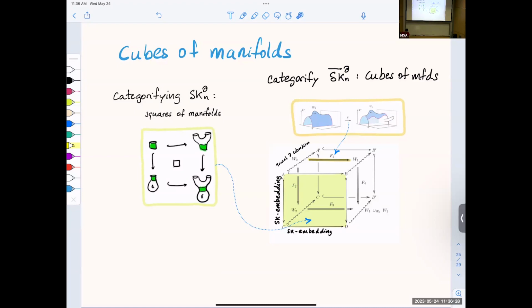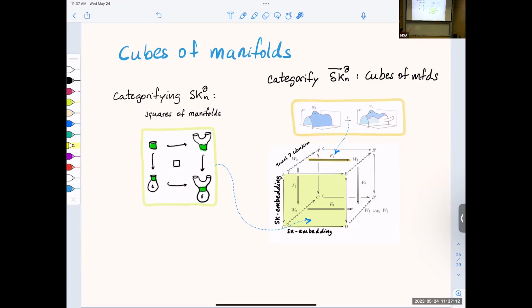The front face of the cube is going to be exactly the same as the cut and paste squares. So you have your SK embeddings of manifolds, just as you see here on the left, both vertically and horizontally. Now, in the third direction, in order to get where we wanted, we used a different type of morphism, which is the trivial boundary cobordism. If you were to draw this with manifolds, it could give you a very complicated picture. But what you're seeing here is A is a manifold, B is a manifold, this is an SK embedding. But if you look from A to A prime, that is going to be a cobordism.